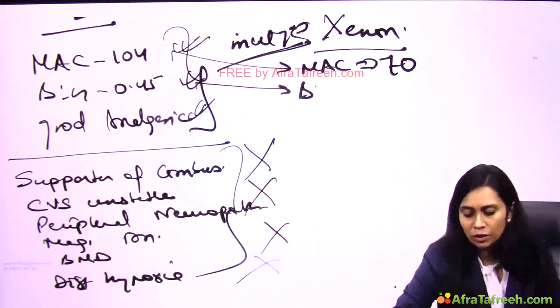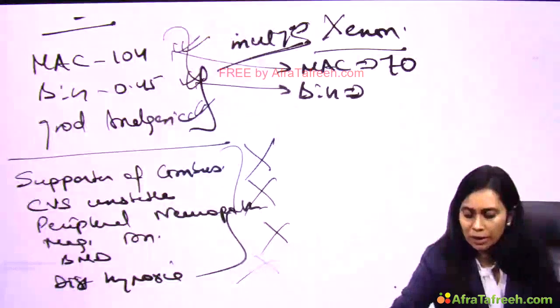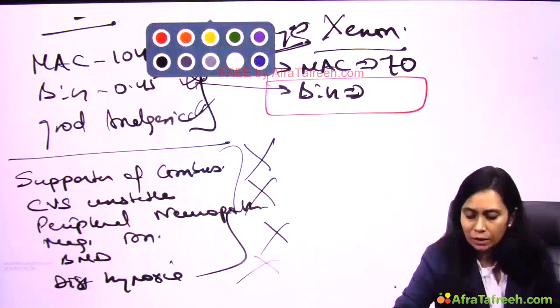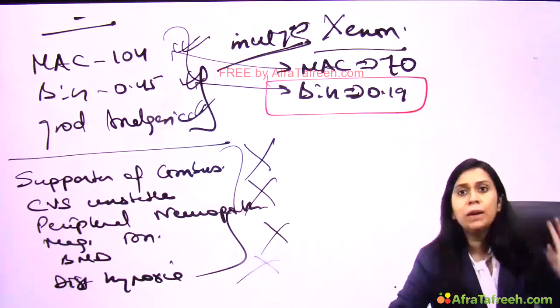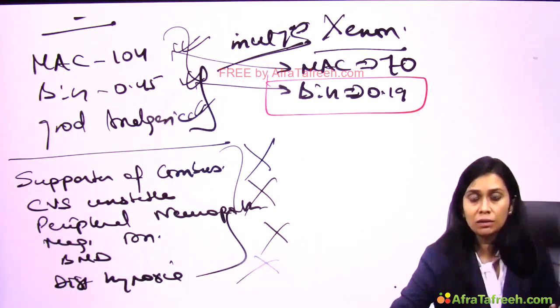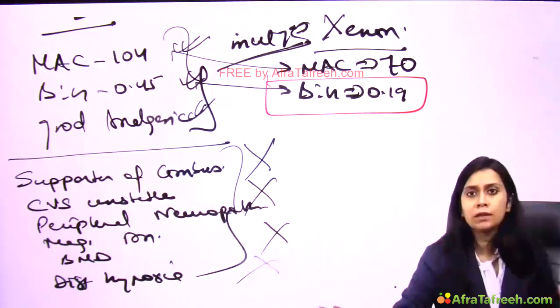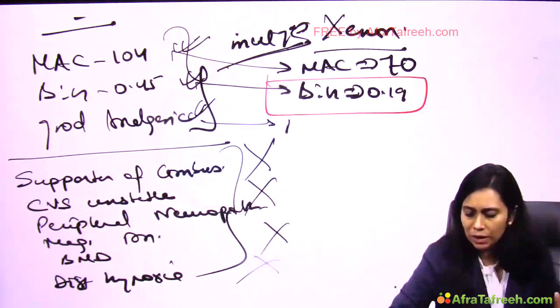Blood gas solubility of xenon, guys. This is the most important point. I am making it red. Blood gas solubility of xenon is 0.19. Lowest blood gas solubility, making it the fastest inhalational anesthetic agent. Till now, whatever inhalational agent is in clinical use, xenon is fastest. Fast induction, fast recovery. Better analgesic than nitrous oxide.